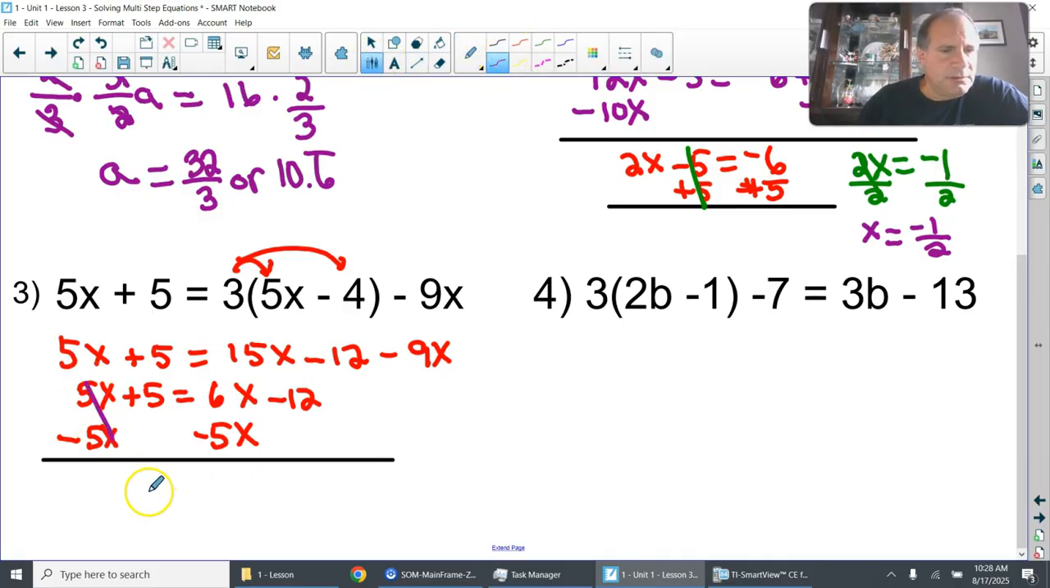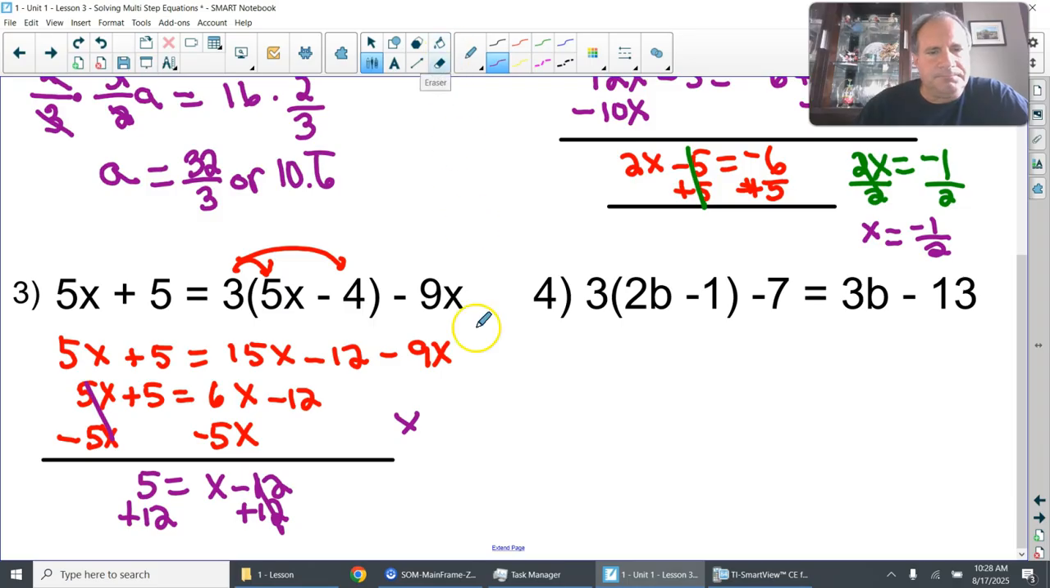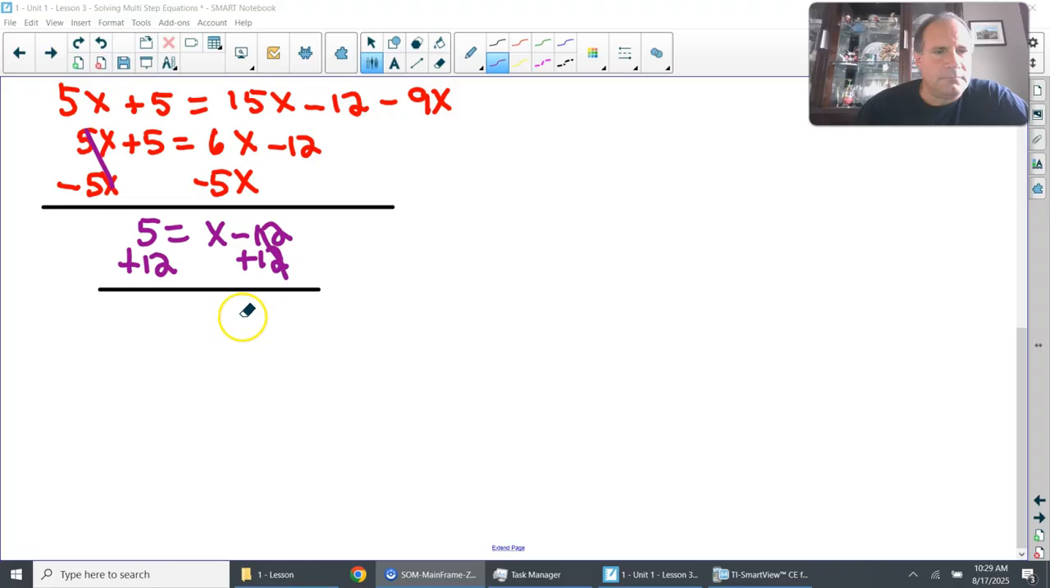This cancels. You have 5 equals x minus 12. And you add 12 on both sides. And I'm just going to move this over here. X, this cancels. And we have x equals 17.